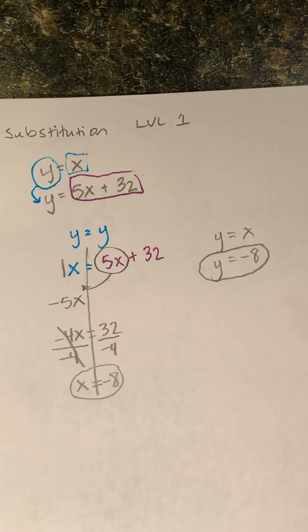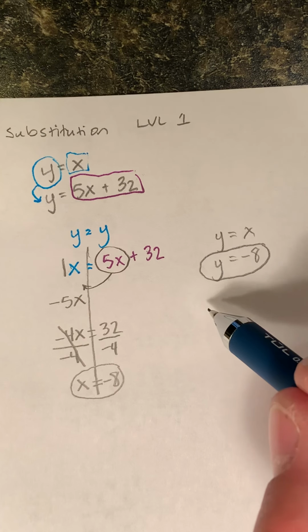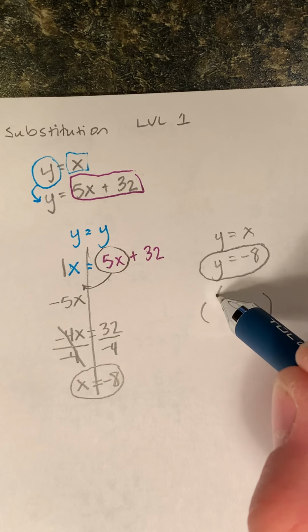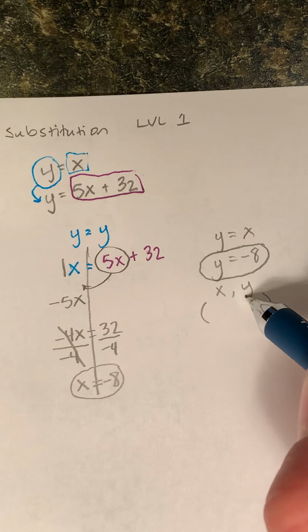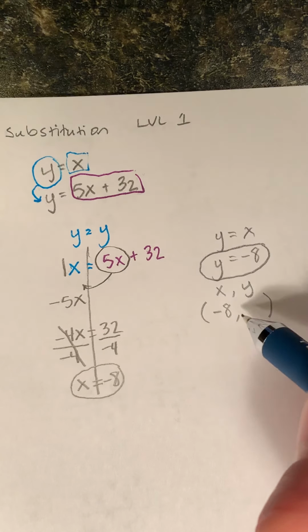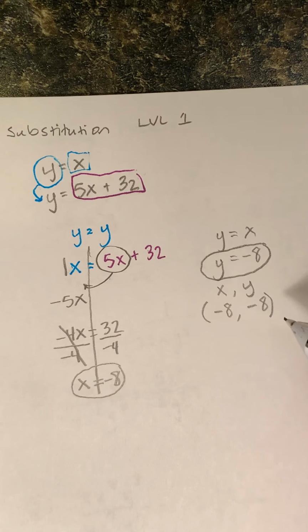When you go to plug in your answer in Delta Math, you're gonna put it in a coordinate point. And coordinate points always have the same pattern. They go x comma y. So you're gonna take your x value and then your y value, and there's your coordinate.